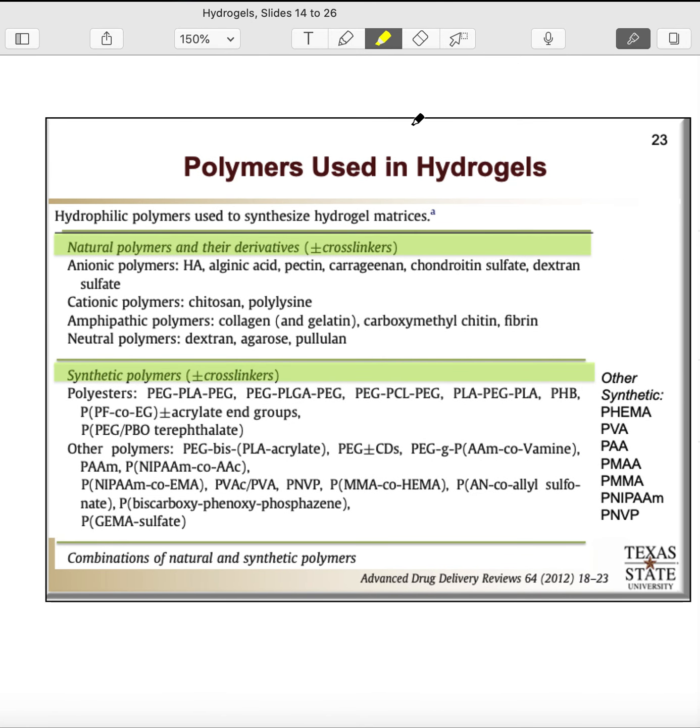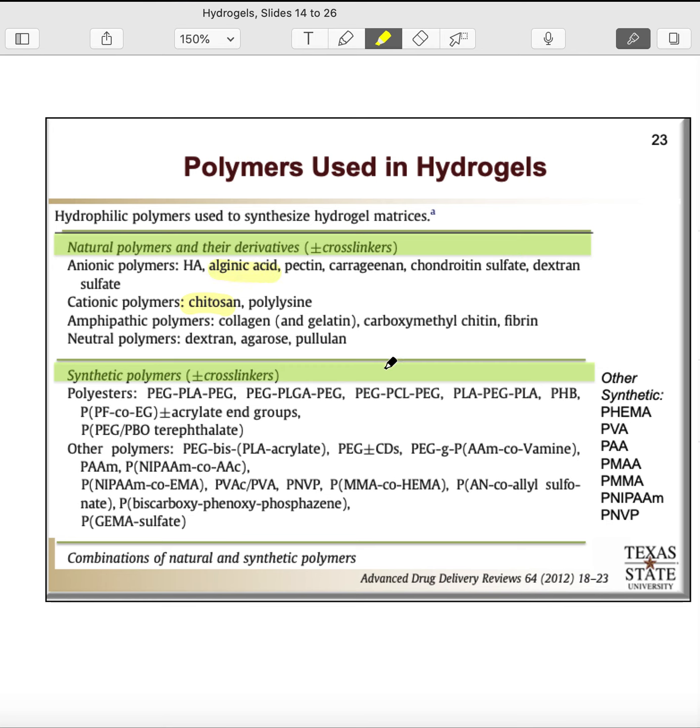This next slide lists a number of different polymers that are utilized in the preparation of hydrogels. They are separated by natural polymers versus synthetic polymers. Among the natural polymers, we have anionic polymers such as alginic acid, which I have the structure of on the next slide, pectin, carrageenan, chondroitin sulfate, and dextran sulfate. We also have cationic polymers such as chitosan and polylysine. I have the structure of chitosan on the next slide.